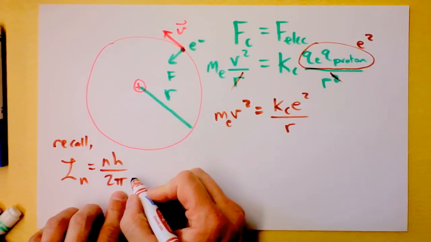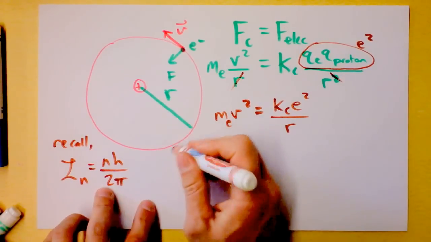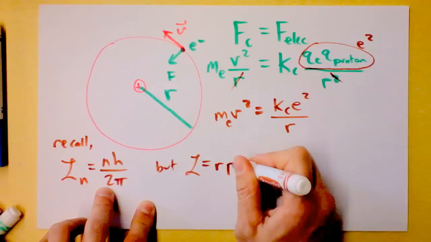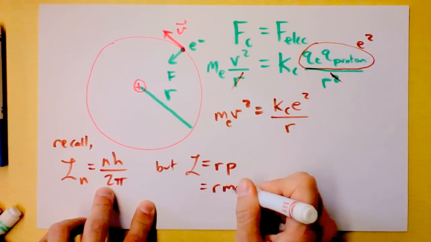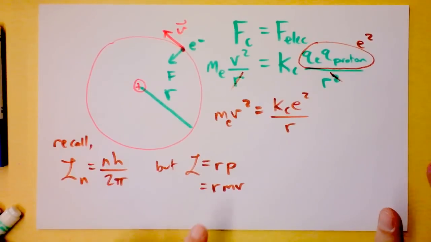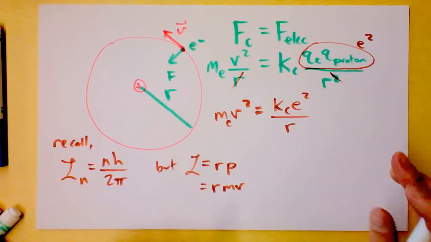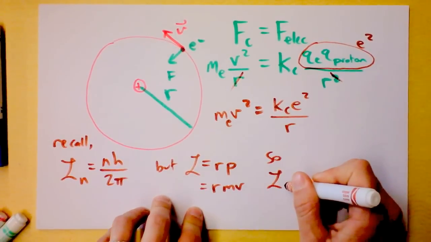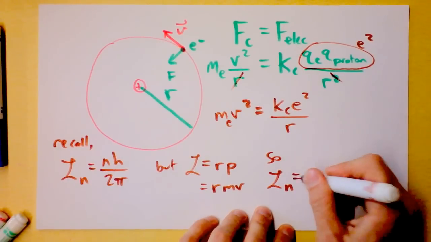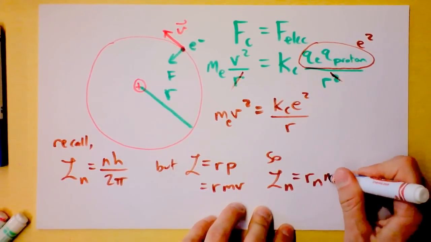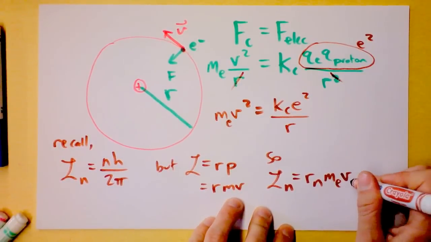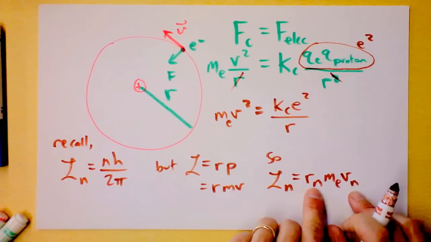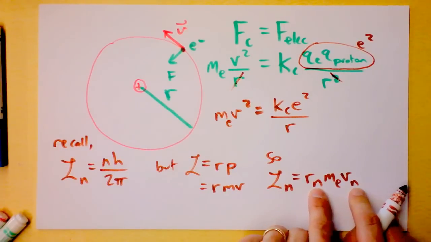All right, so let's take this and then define angular momentum. The definition of angular momentum is r times linear momentum, which is r times m times v, right? That's the definition of angular momentum. So I'm going to say that the angular momentum of the nth orbit is r sub n times the mass of the electron times v sub n. This is just saying that for an nth orbit, it will be meeting those conditions.